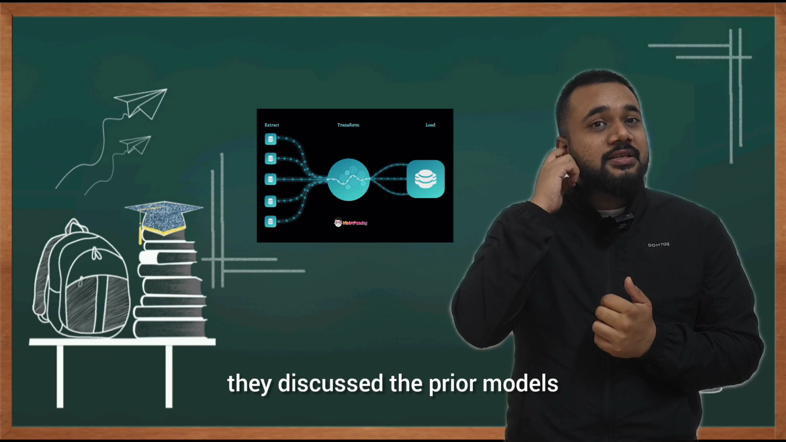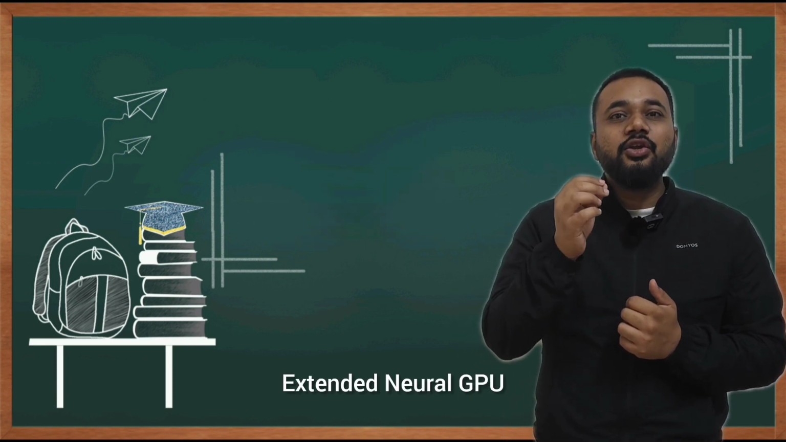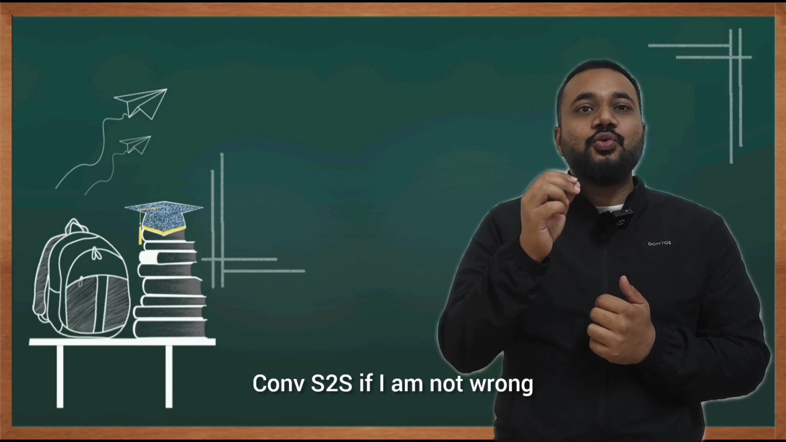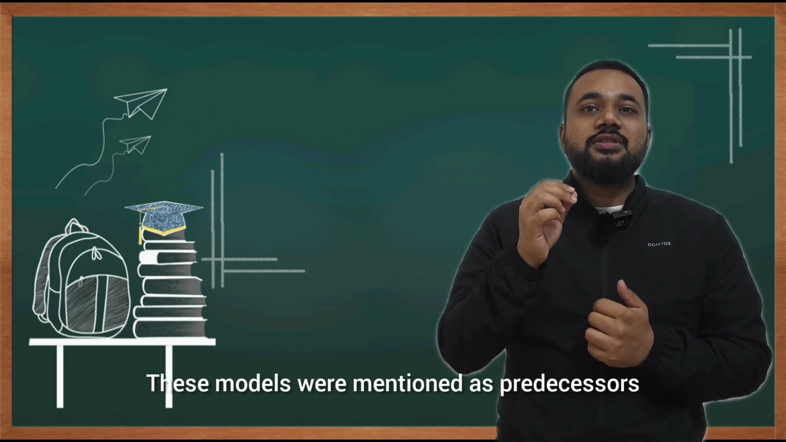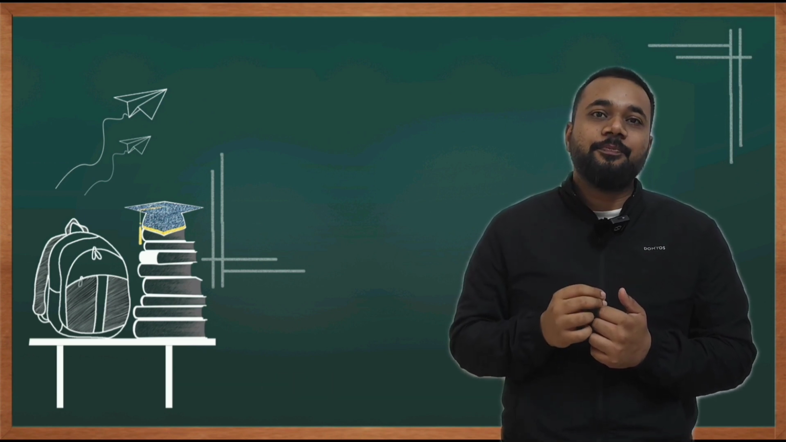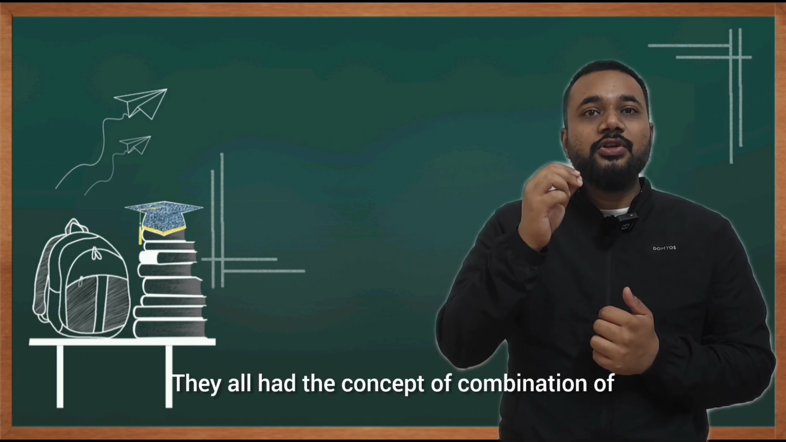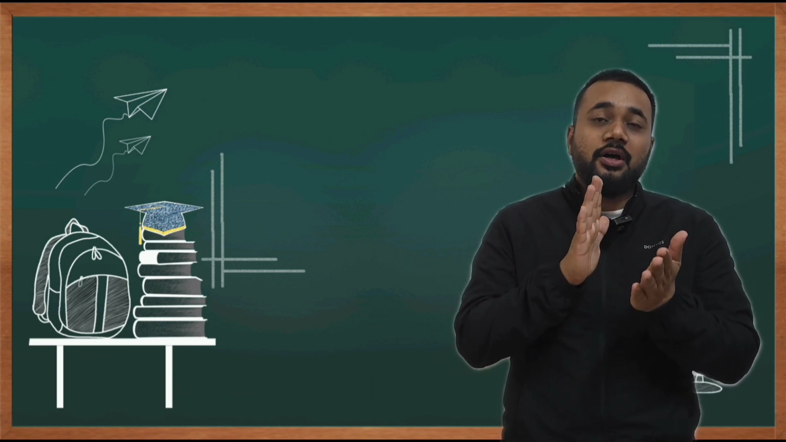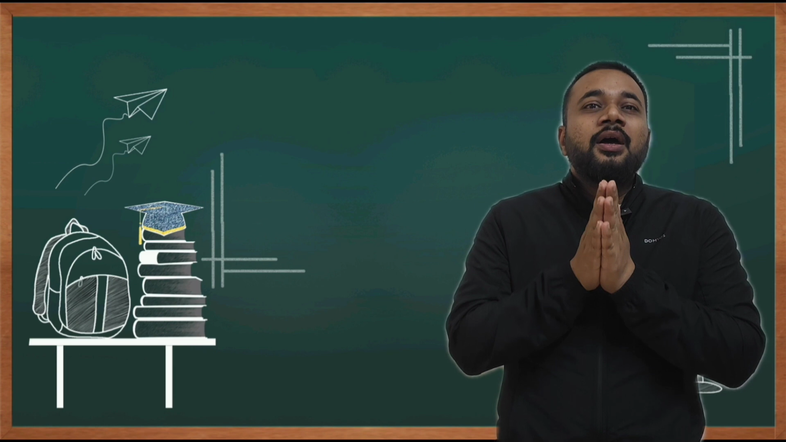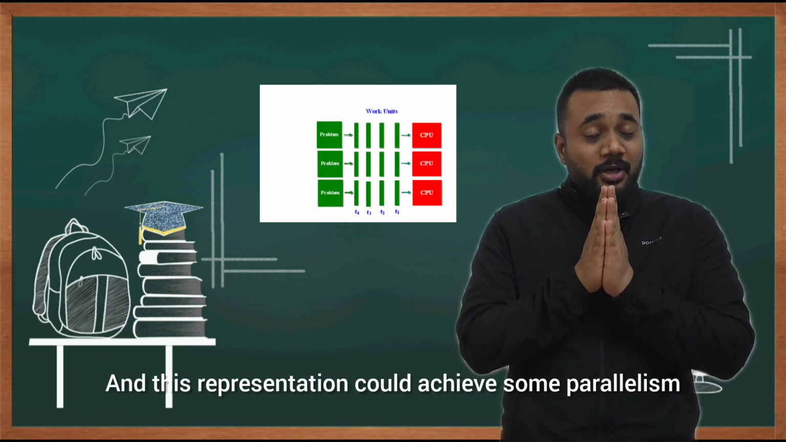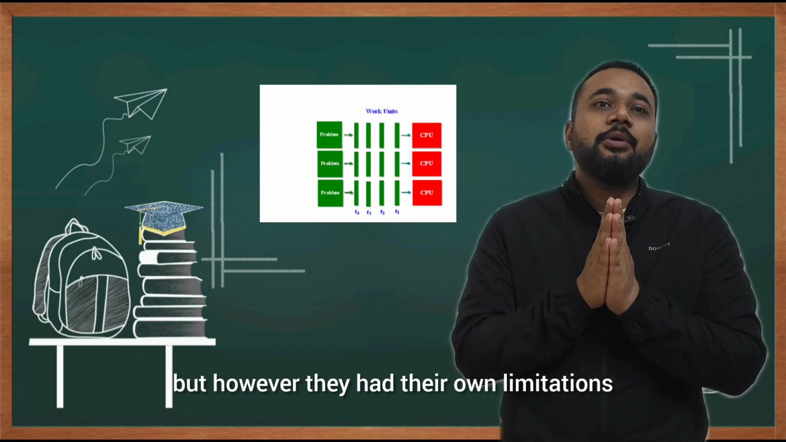Also, they discuss prior models: Extended Neural GPU, ByteNet, and ConvS2S, if I'm not wrong. These models were mentioned as predecessors of the transformer model. They used convolutional networks; they all had the concept of combining convolutional neural networks along with RNNs. This representation could achieve some parallelism, but they had their own limitations.